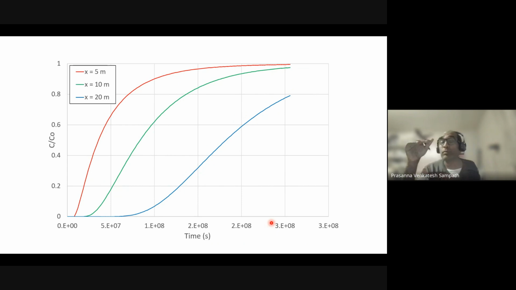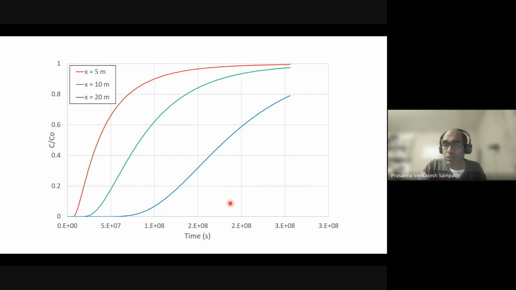Anyway, the point being that as you move away from the source, the time it takes for the concentrations to start increasing is longer, of course, and then it also takes a long time to reach the C by C naught of 1, right? The farther away from the source you are, the more time it will take for the concentrations to reach the peak value or the source value. Okay, so this is what this is telling us.